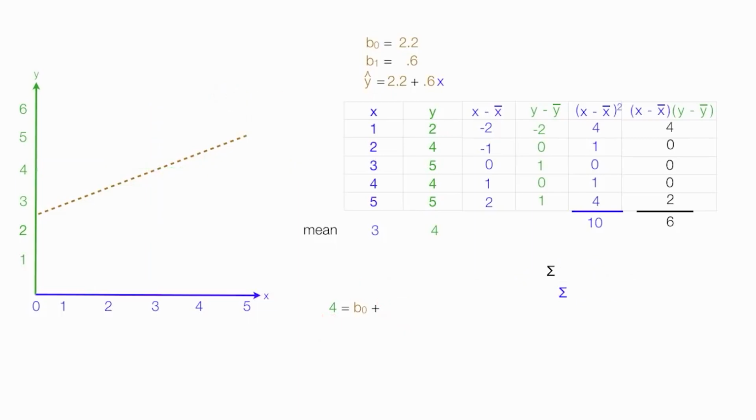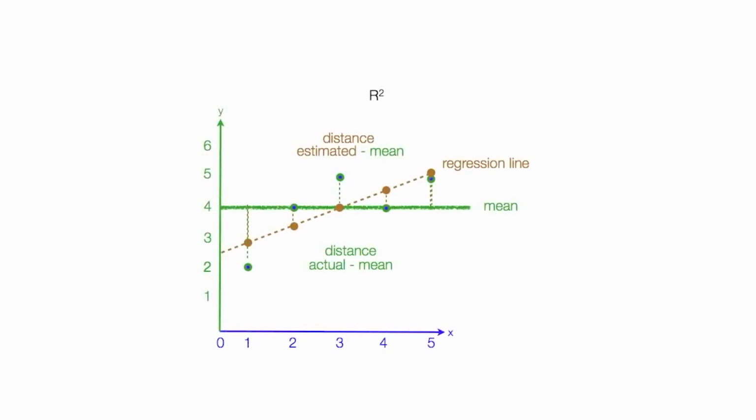Up next, I'm going to talk about r squared. So with r squared, we look at distances again. And what we're going to do is determine the distance between the regression line estimated values and the actual values.